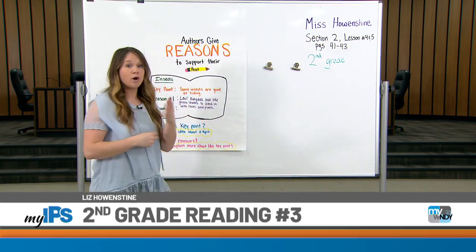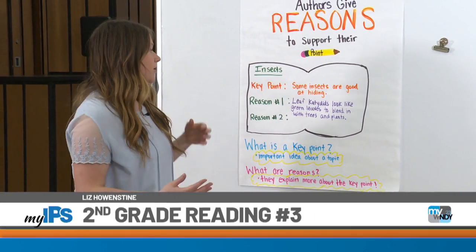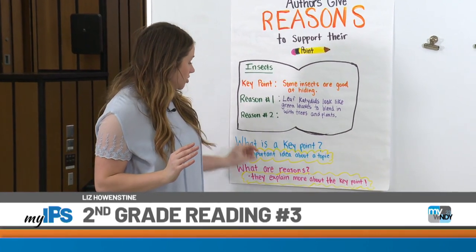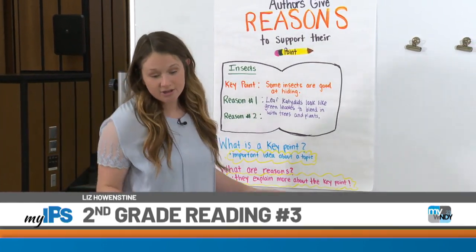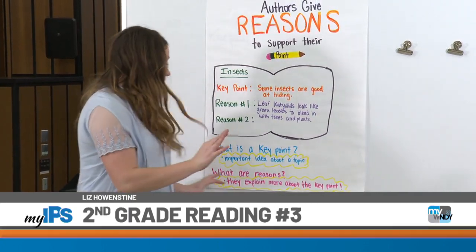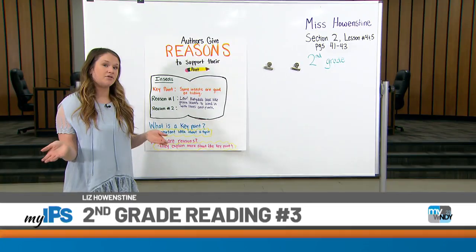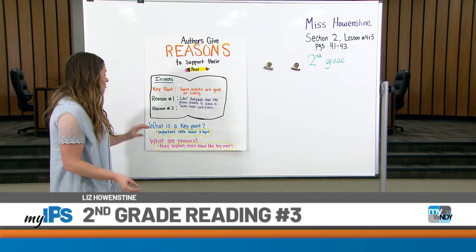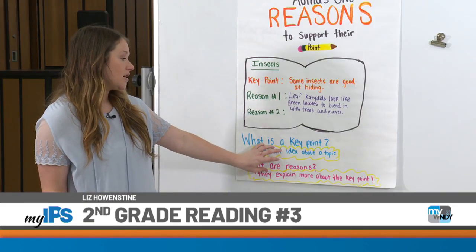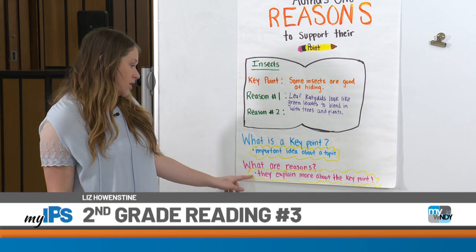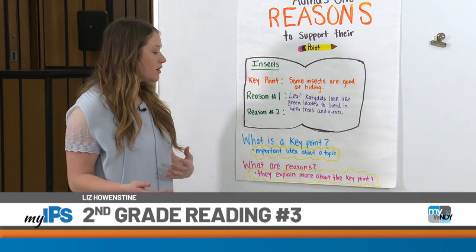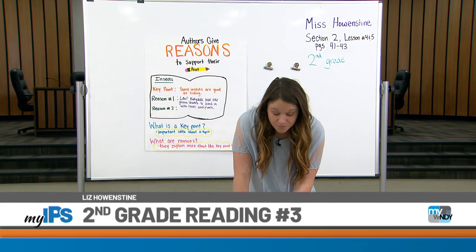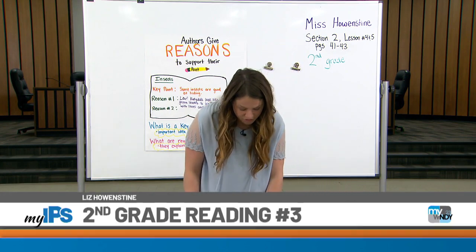Okay, we want to go back to lessons 1 and 2 and remember that we are talking about a key point, which is an important idea about a topic. So today our topic is soldier bees. And there's going to be a key point that the author makes. And then we want to find some reasons to support our key point. So reasons really explain more about the key point. They just give us more information about the key point.